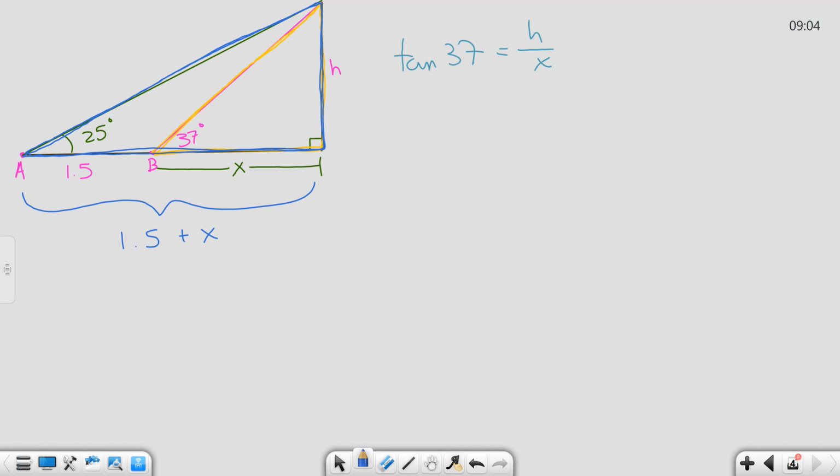So close. You screwed up on one small thing. Tangent of what? Bingo.